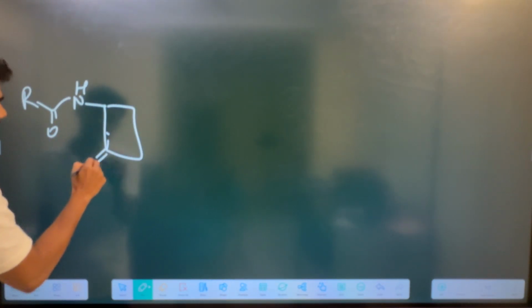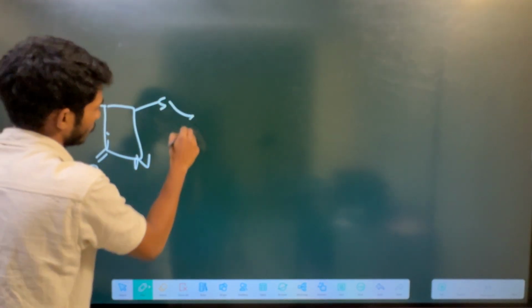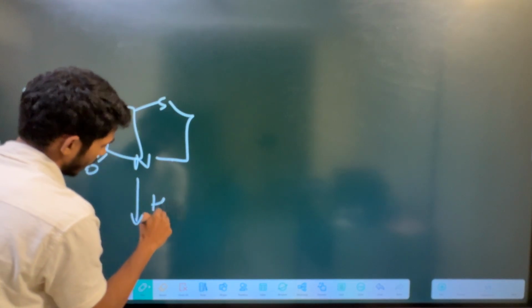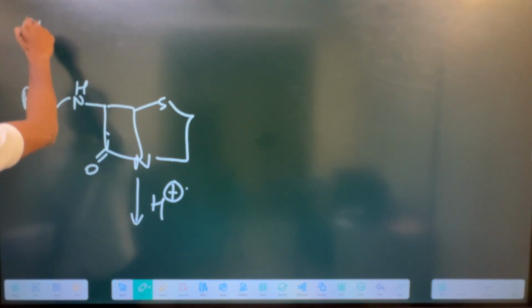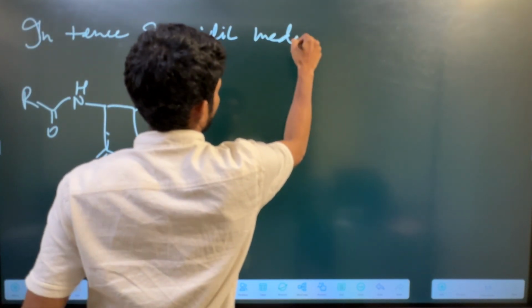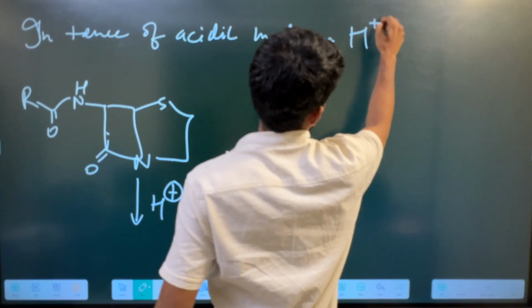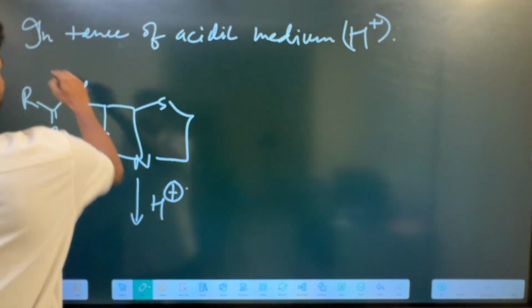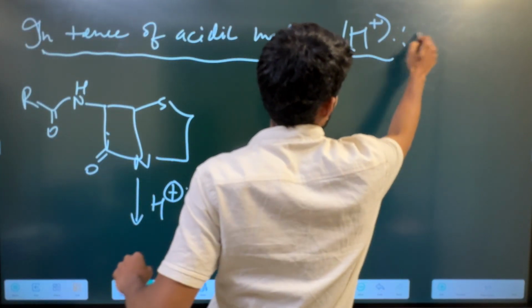Penicillin. What is that? Simply penicillin, right? And when this penicillin will be reacting in the presence of H plus, that is acid. Why? Because in the presence of acidic medium, that is H plus.